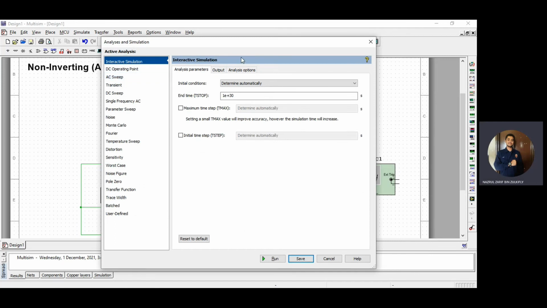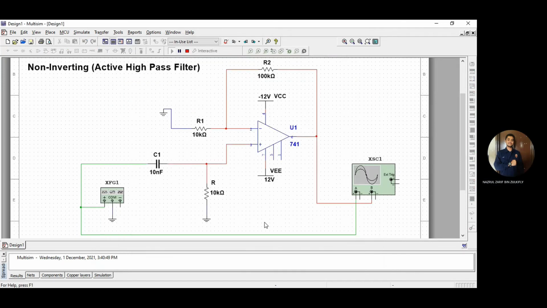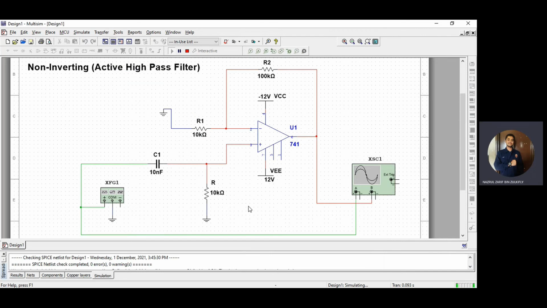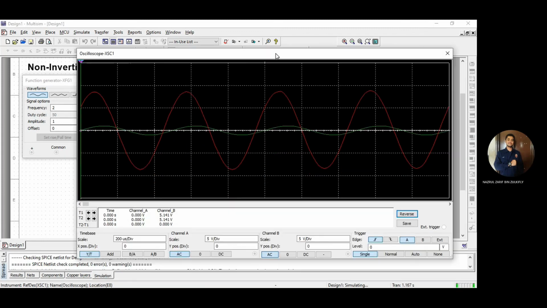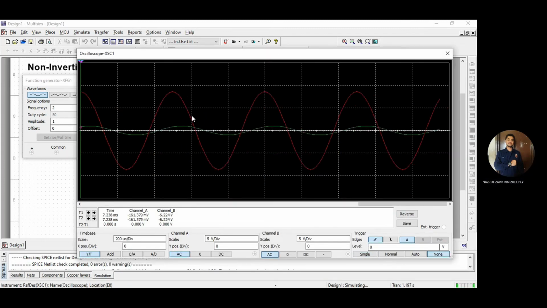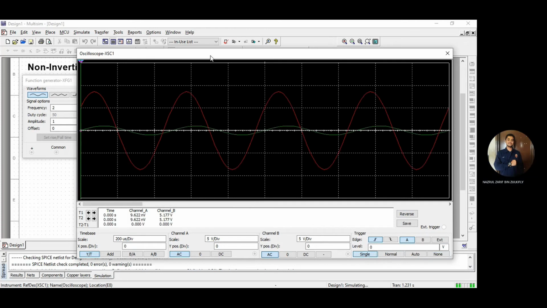First, we look at the amplification, where we are supposed to get the voltage gain of 8.6 volt. Note in here, this is the input frequency, as I said earlier, which is 2 kilohertz, and the amplitude we use is 1 volt peak. Okay, so this is the output.